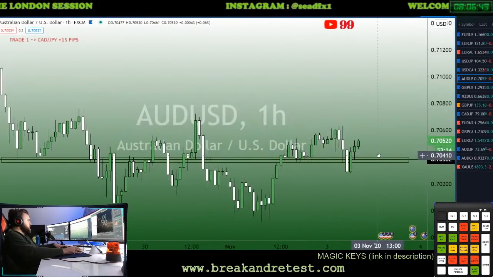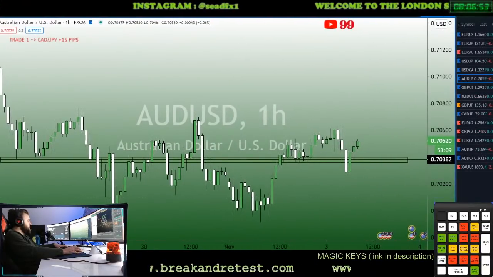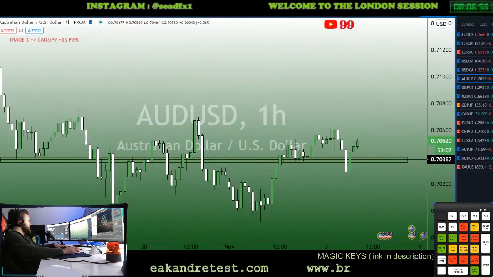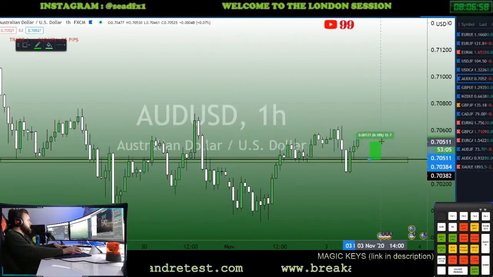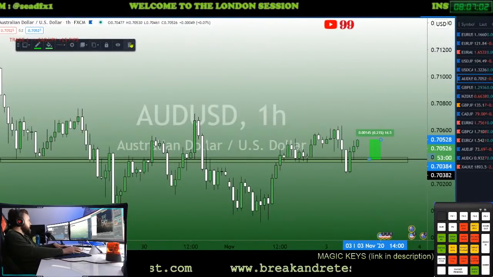Aussie dollar looks like it was a very nice fake out here. 14 pips. Very nice.